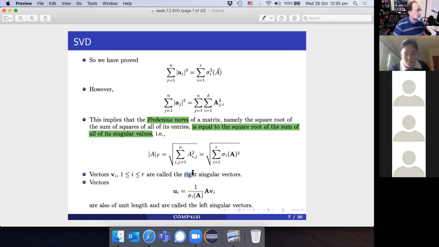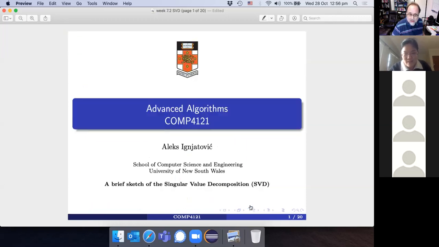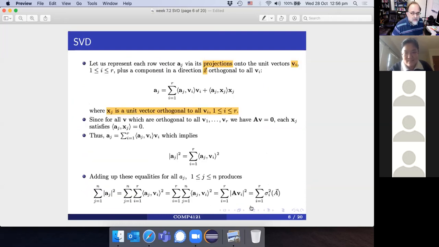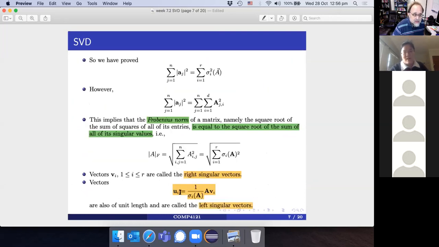Okay. Let's move on, and then we define vectors vi as the right singular vectors of A. If we define ui as A times vi divided by sigma i, then ui is called the left singular vectors. We call ui the left and vi the right singular vectors.